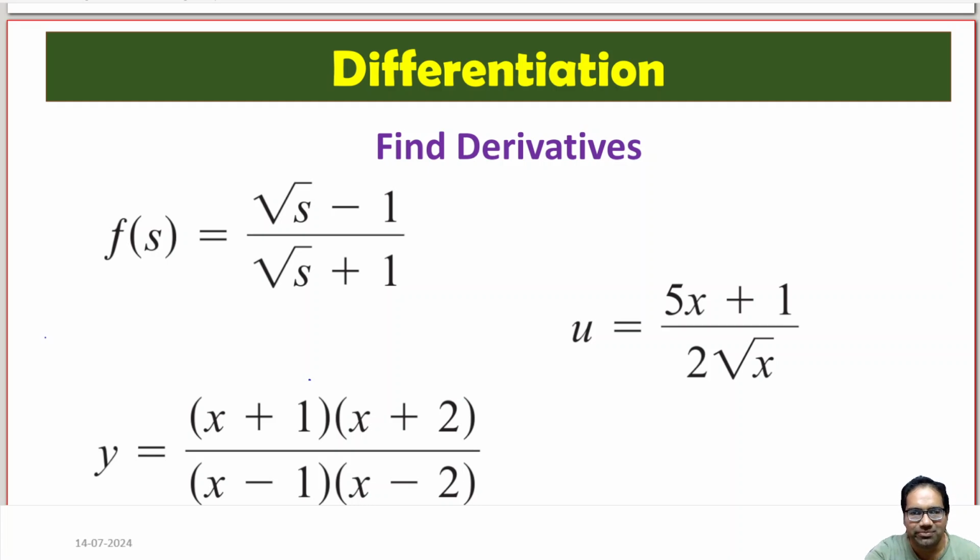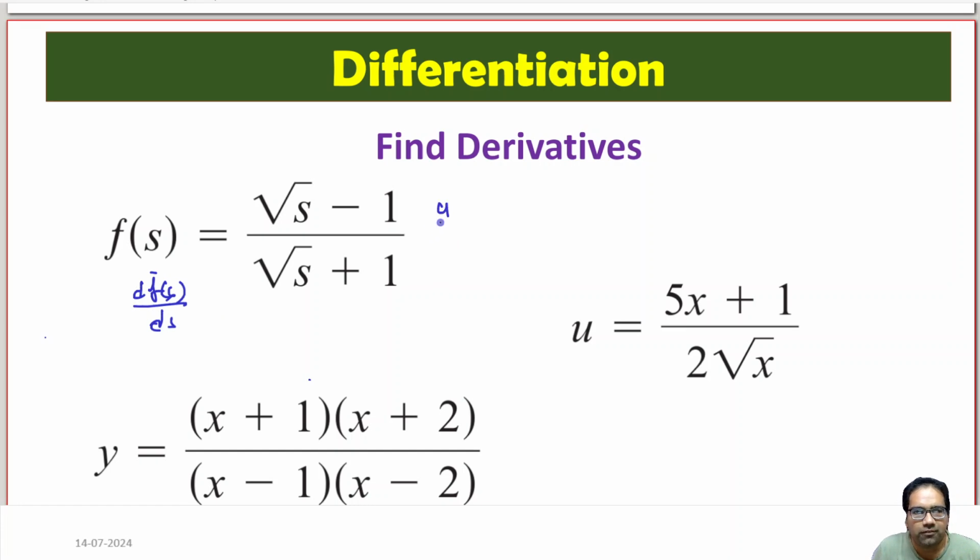Hi friends, let us do some simple derivatives using the basic rules of differentiation. We have f(s) equal to (√s − 1)/(√s + 1). Basically, this is a function of s. So, we have to find df(s)/ds.